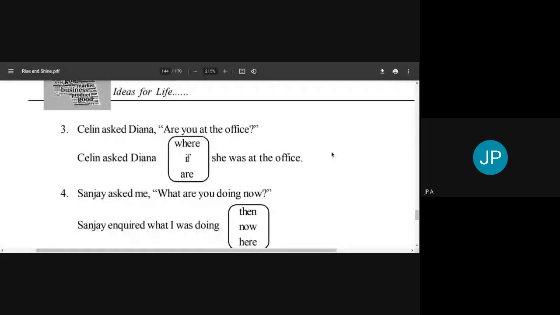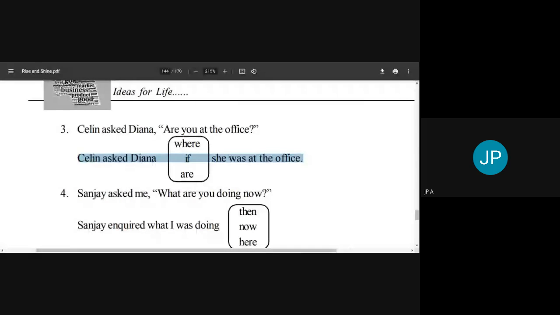Now we have a yes or no question here. Yes, thank you for those responses. Celine asked Diana, are you at the office? So the answer is already, I have highlighted it there. Yes, it is if. Because there is no other option here, I can use if. Where or are is not suitable there. If whether was there, I could use whether. Celine asked Diana whether she was there at the office.